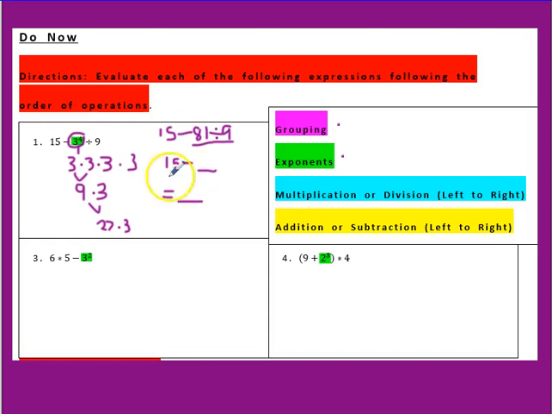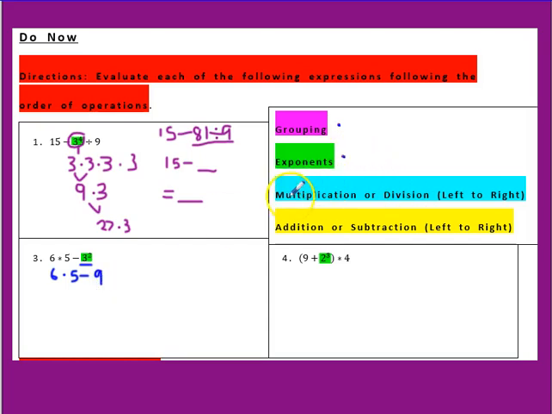Next question. 6 times 5 minus 3 squared. Is there any grouping? No. Is there any exponents? Yes. So we will rewrite the sentence 6 times 5 minus, what is 3 squared? 3 squared is 3 times 3. What is 3 times 3? 3 times 3 is 9.